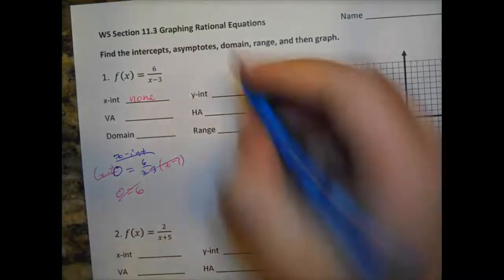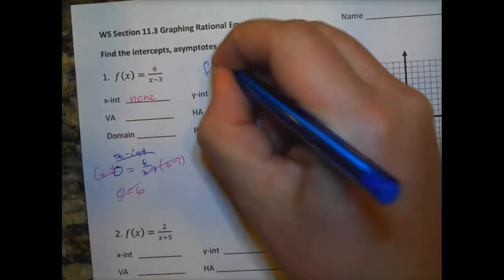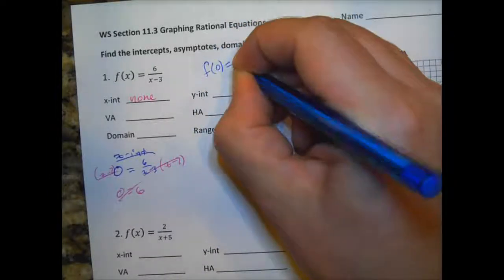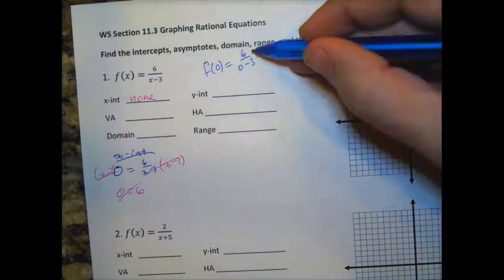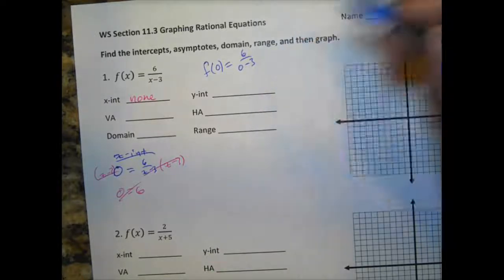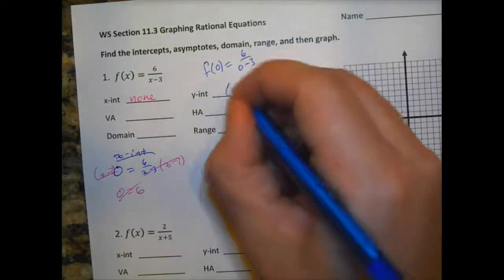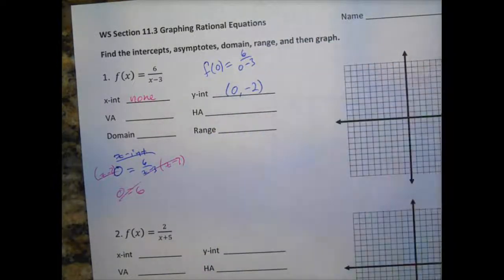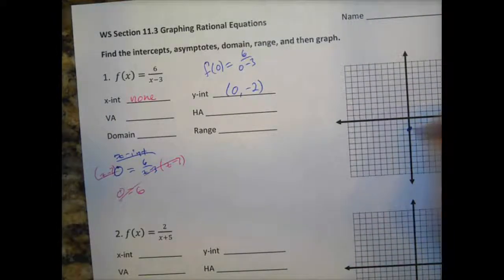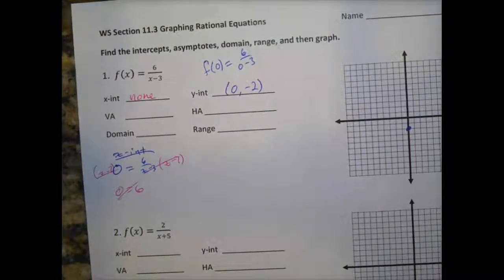Now for our y-intercept, that's when x is 0, so if I put in 0 for my x value, I have 6 over negative 3. 6 divided by negative 3 is negative 2. So I have a y-intercept at (0, negative 2). So I could put that on my graph. I know I'm going to be crossing the y-axis at (0, negative 2).